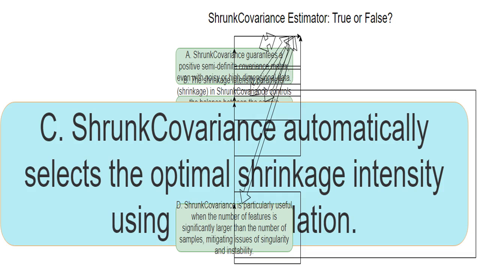I would disagree with this statement. ShrunkCovariance does not automatically do this. The shrinkage parameter must be provided or estimated by some other method, such as the Ledoit-Wolf method, which is frequently used in conjunction with ShrunkCovariance. It doesn't automatically use cross-validation to figure out the best shrinkage value. Think of it like this: you must select the best tool for the job manually.